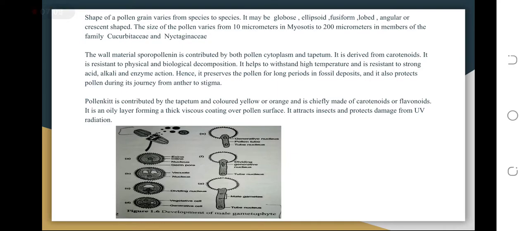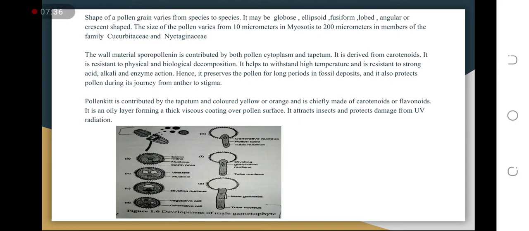Shape of a pollen grain varies from species to species. It may be globose, ellipsoid, fusiform, lobed, angular or crescent shaped. The size of the pollen varies from 10 micrometers in Myosotis to 200 micrometers in members of the family Cucurbitaceae and Nyctaginaceae.